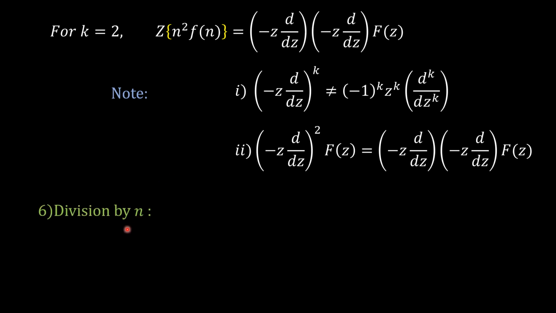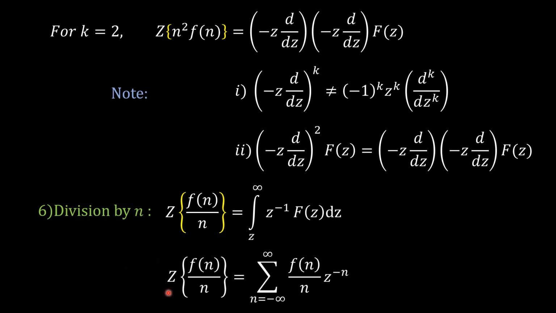Now next one is division by n. So the Z transform of f of n upon n is equal to the integration from z to infinity of z inverse F of z dz. Now we will consider this. So by the definition of Z transform, the Z transform of f of n upon n is given by summation n runs from minus infinity to infinity f of n upon n z raised to minus n.